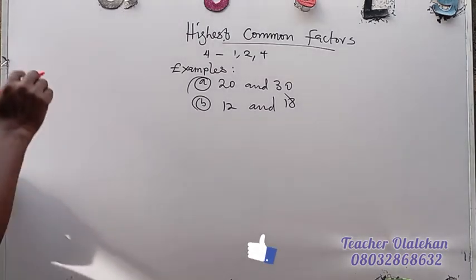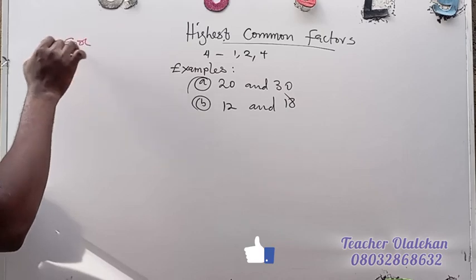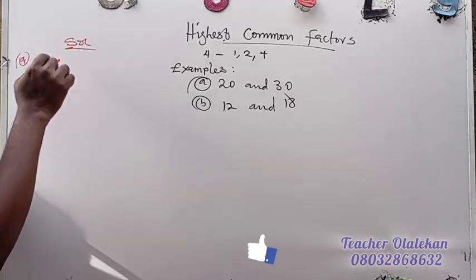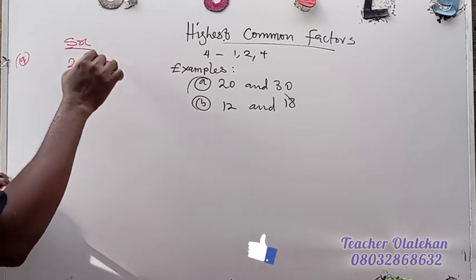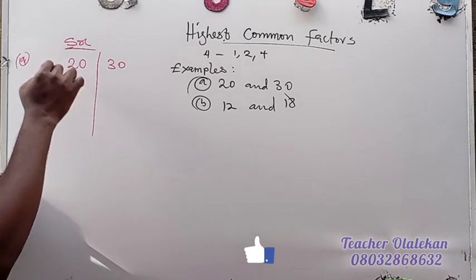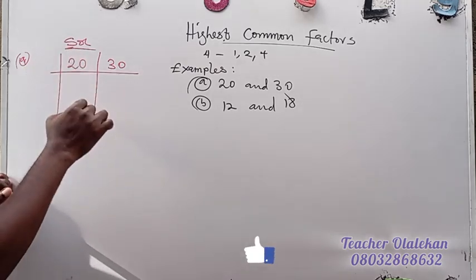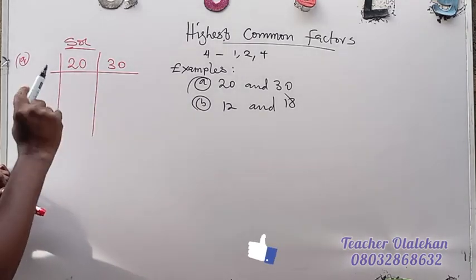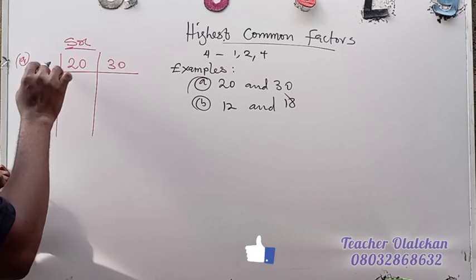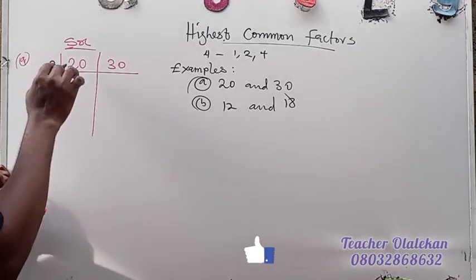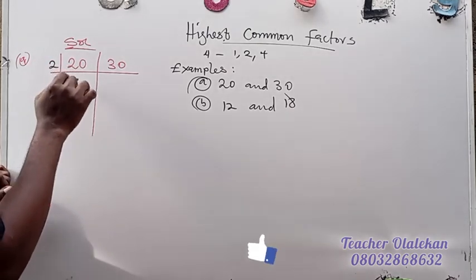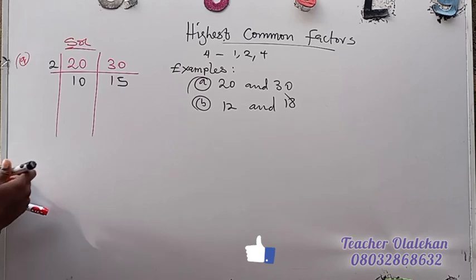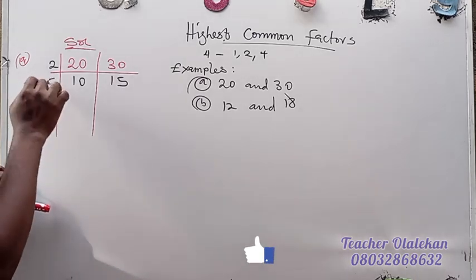So how do you do that? Let's have a solution here for number 1, which is A. So we have our 20 and 30. Just rule your row and column. Then you think of prime factors that can divide both of them together. So the first is 2. 2 goes in 20, 10. 2 goes in 30, 15. And what goes again is 5.